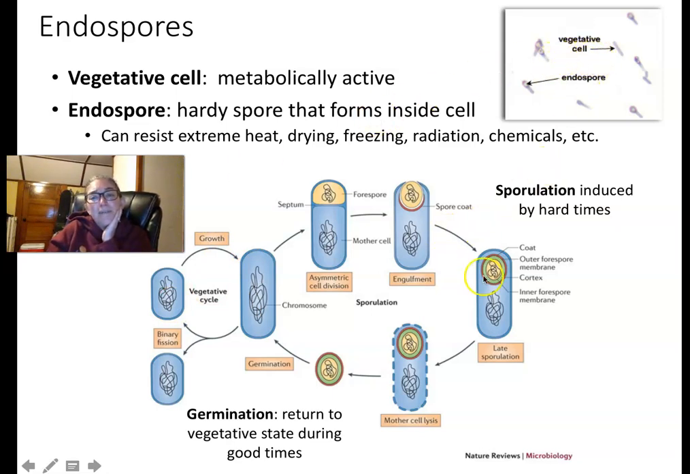So that's how sporulation works. This is a picture up here on the right of some, I think, Clostridium cells. This is a vegetative cell right here, and these are cells that are sporulating. You can see the tail part there, and then here's the endospore that's forming. They look kind of like lollipops.